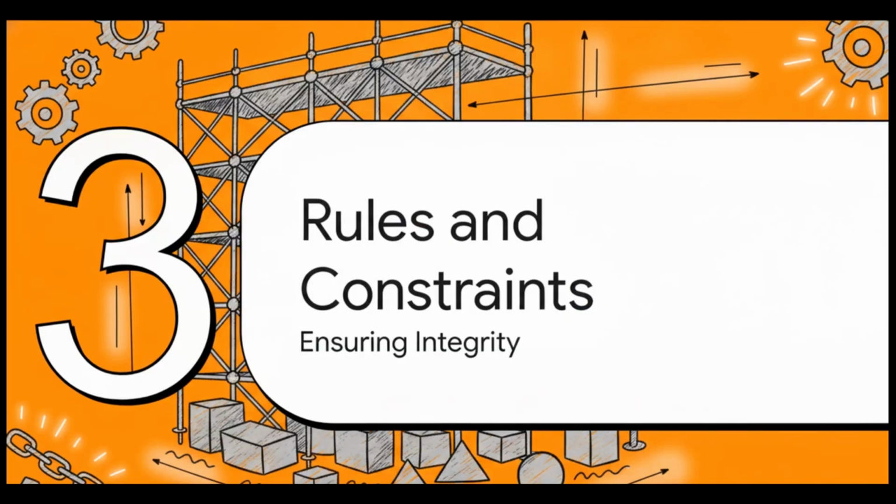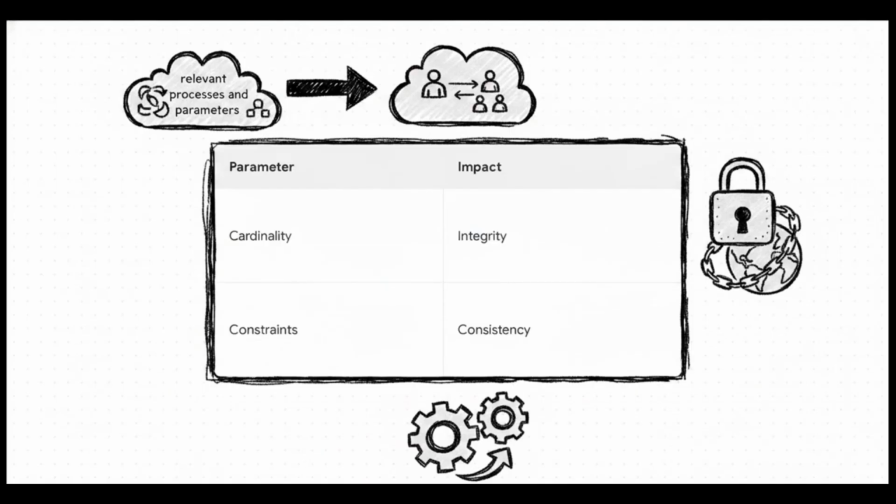Which brings us to Section 3, enforcing rules and constraints. Now that we have our building blocks and our mortar, we need to lay down the absolute laws of physics for our structure. Our source text heavily emphasizes identifying relevant processes and parameters to implement constraints effectively. This is where mapping cardinalities come in. They dictate the numerical limits of relationships.